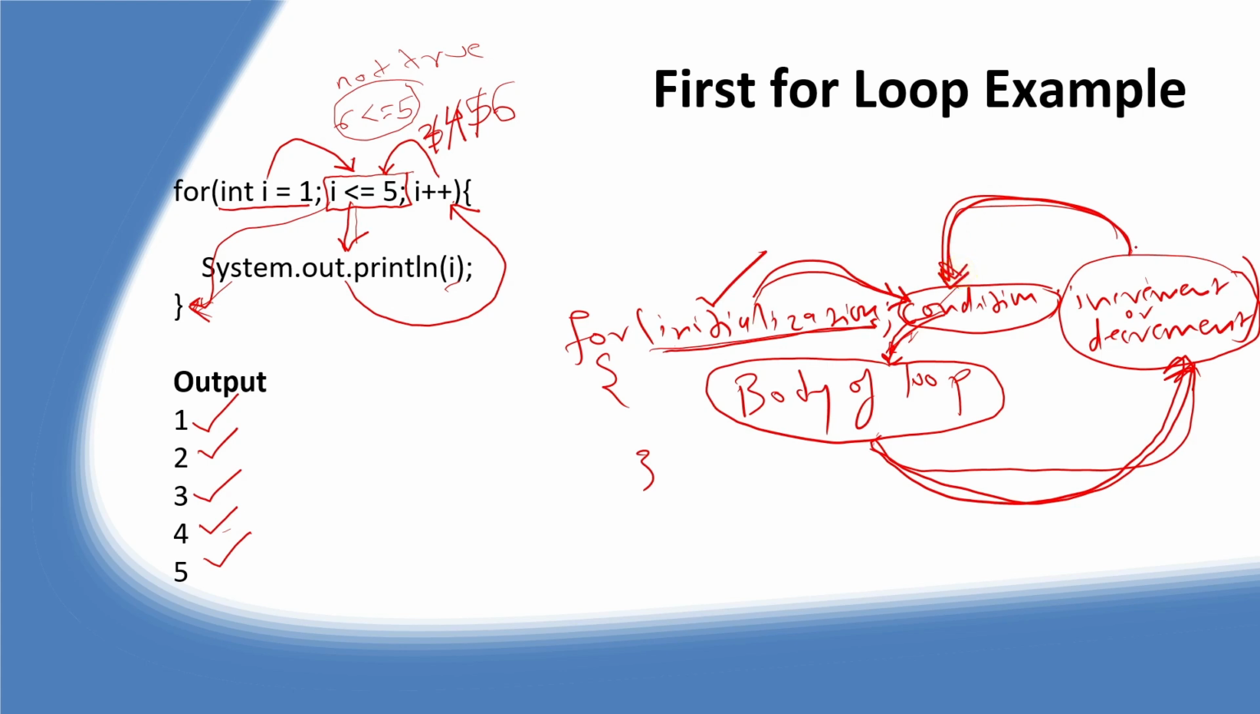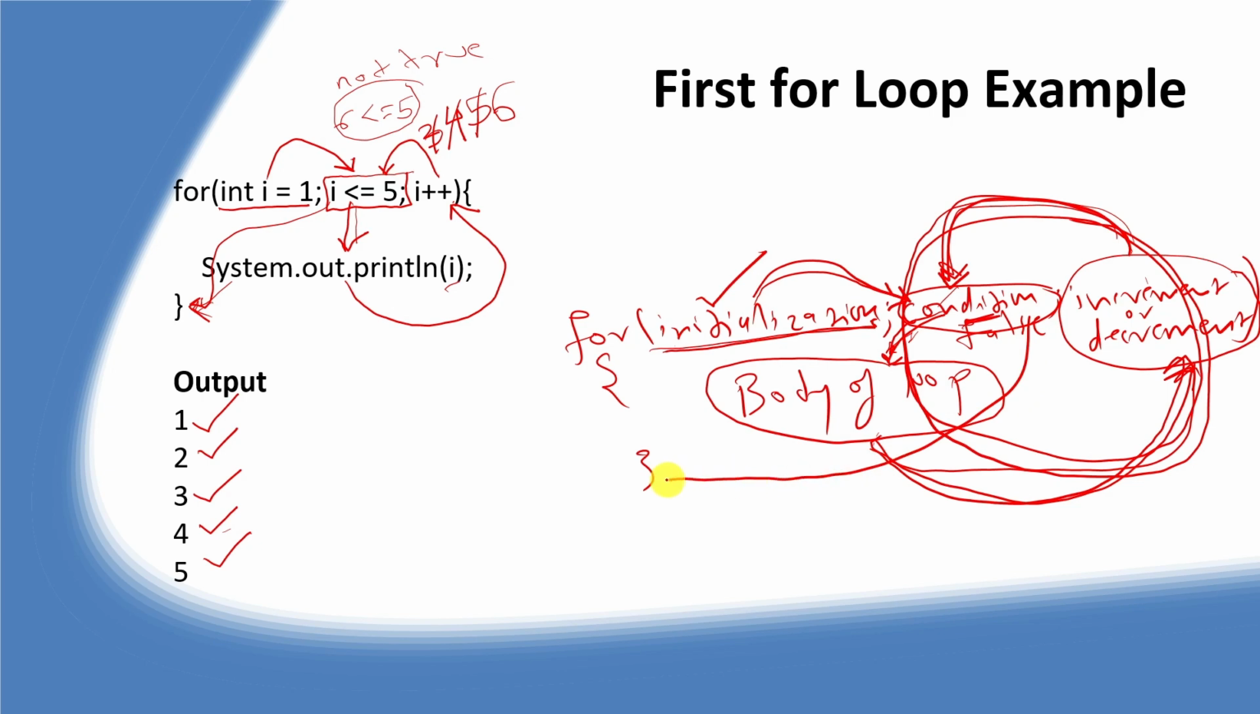So this loop will continue until the condition is true. When the condition becomes false, it will directly come out of the loop, and here is the end of the for loop.